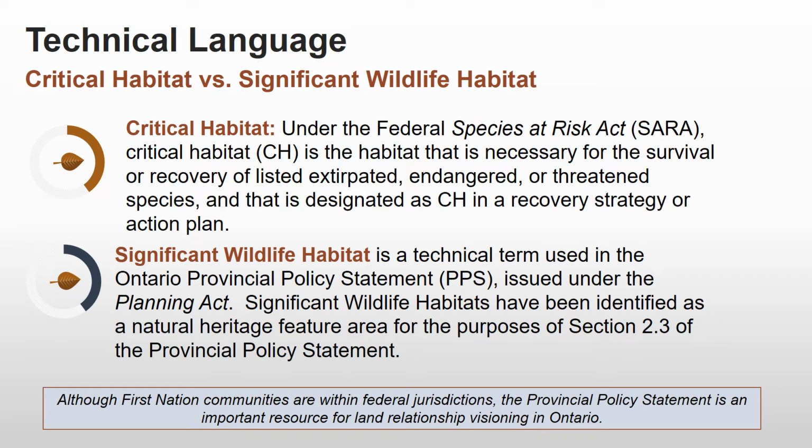It is important to note and understand the differences between similar terms and technical language found within environmental policy and legislation. Critical habitat is found under the Federal Species at Risk Act and is the habitat that is necessary for the survival or recovery of listed extirpated, endangered, or threatened species, and that is designated as CH in a recovery strategy or action plan. Significant wildlife habitat is a technical term used in the Ontario Provincial Policy Statement, issued under the Planning Act. Significant wildlife habitat has been identified as a natural heritage feature area for the purposes of Section 2.3 of the Provincial Policy Statement.